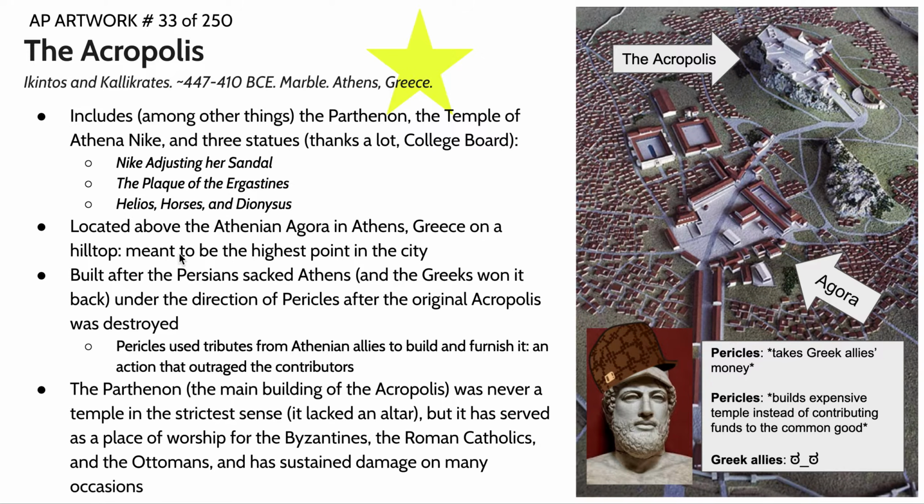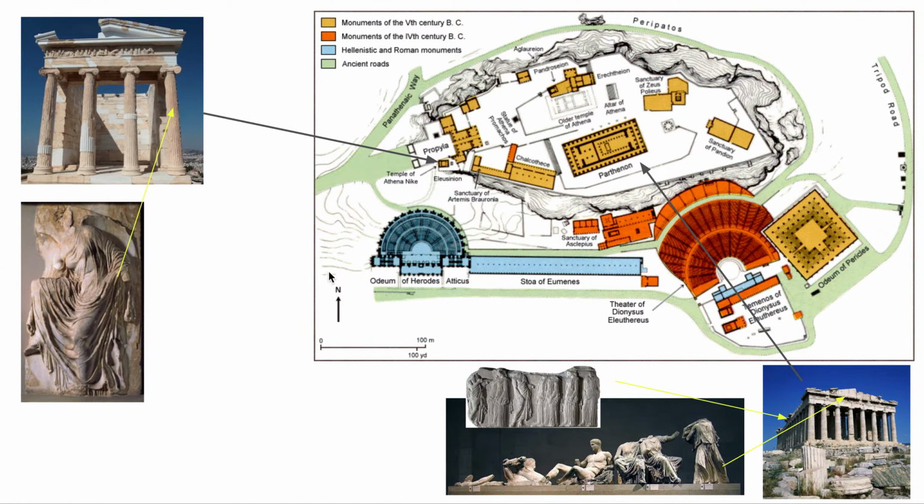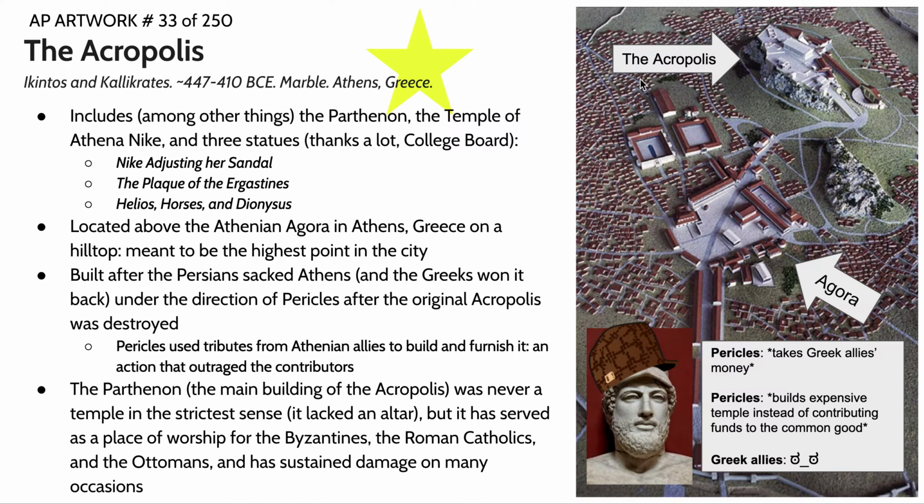So the Acropolis and most of its buildings were built after the sacking of Athens by the Persians. The Greeks won it back under the direction of Pericles after the original Acropolis was destroyed. There were a couple of original structures in the Acropolis, one of which was an older temple of Athena. There are ruins present today of this old temple, and then new things have been built since the retaking of Athens by the Greeks.